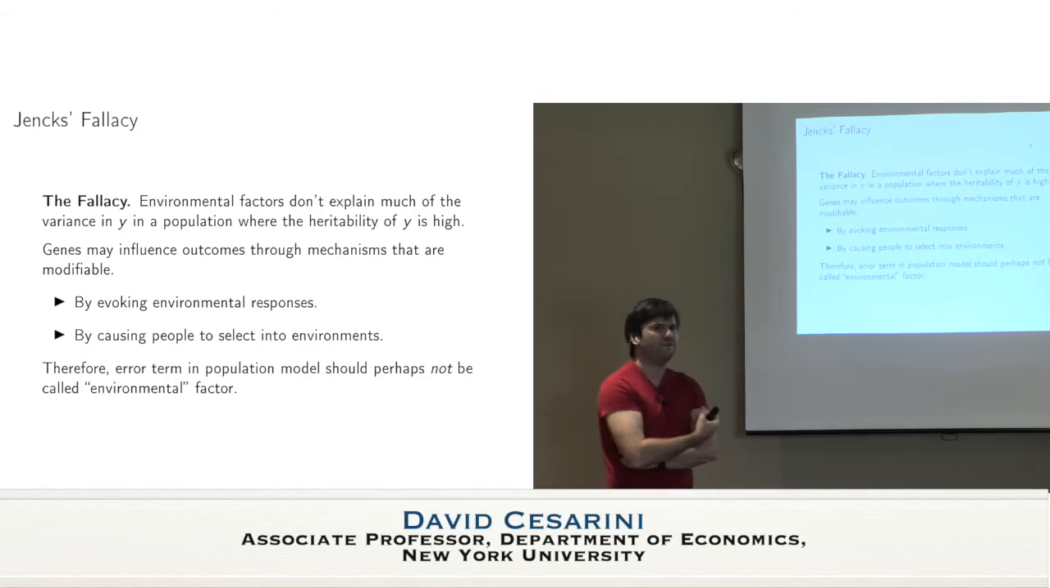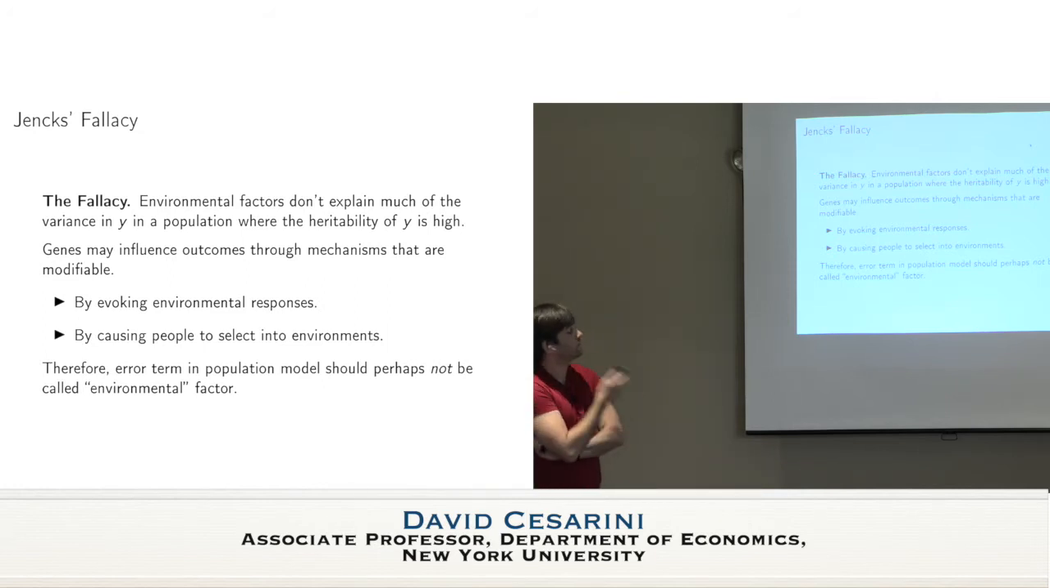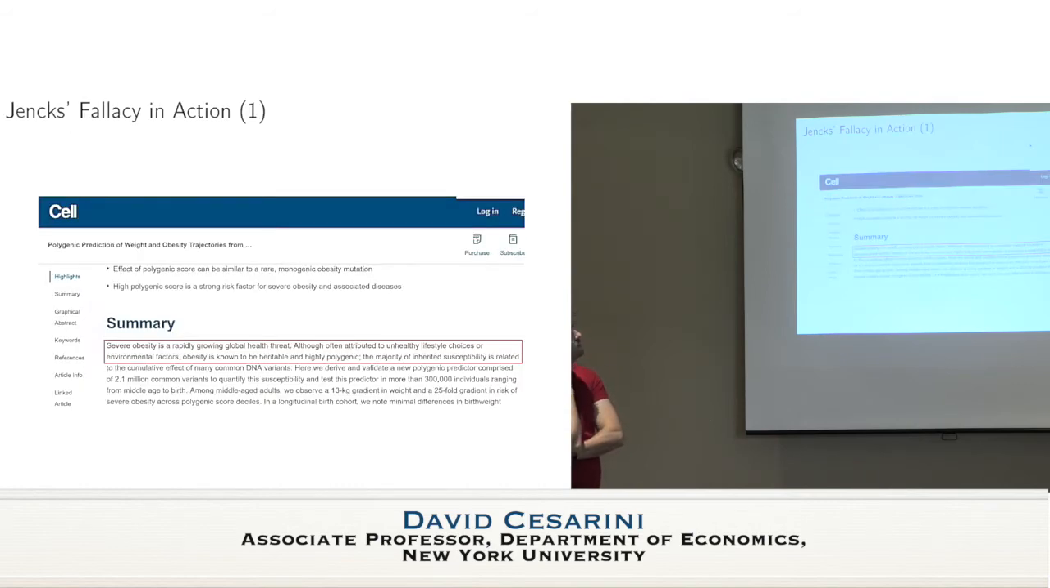One way to think about it is that there's a distinction between what we mean by environmental effect in common parlance and what it means in the behavior genetic decomposition. So let me illustrate with two examples. The first one is from a paper on obesity that starts by juxtaposing genetic explanations for obesity with things like unhealthy lifestyle choices or other environmental factors.